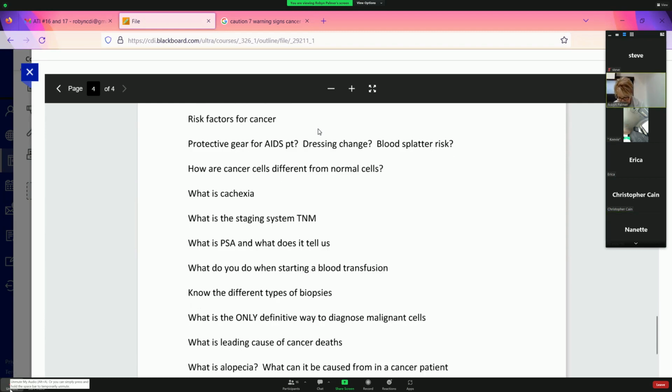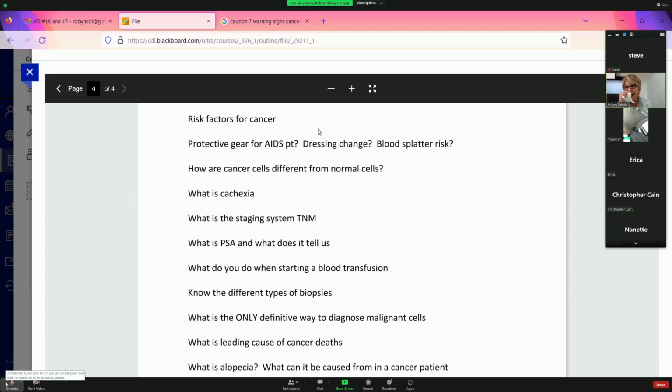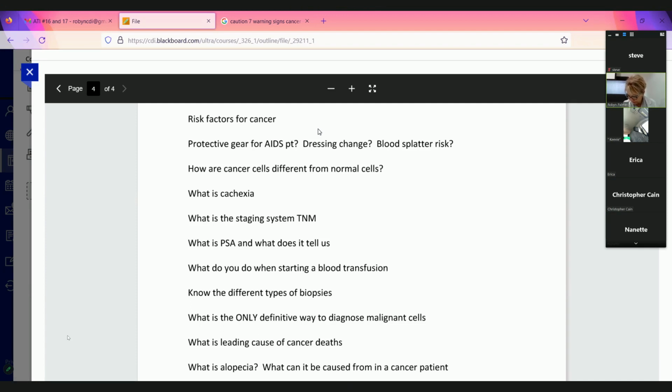Who could tell me some risks of cancer? Smoking, big one. Heredity, genetics. UV light. Diet, environment, right. So all of those things are risks for cancer.